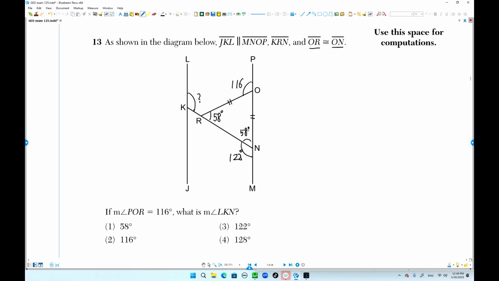122 degrees, right? 180 minus 58, okay? 122. This angle, this side angle there, alternate interior angle, still 122 degrees, okay? They are congruent.